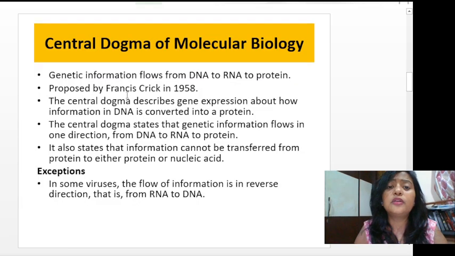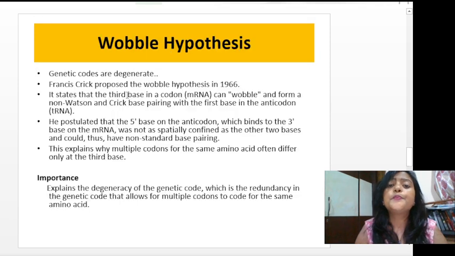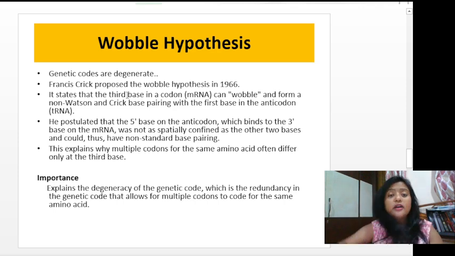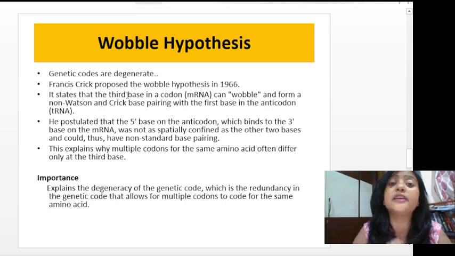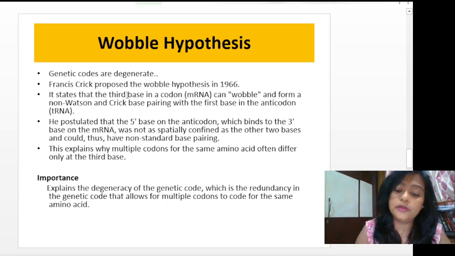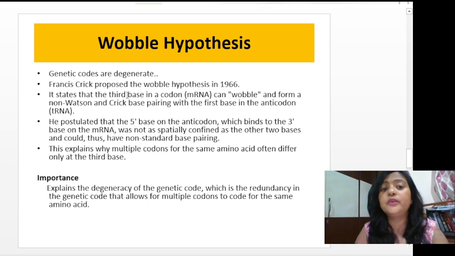So this is degeneracy, right? And this is because of the wobble hypothesis. This explains why multiple codons for the same amino acid differ at the third base, because they're not following Watson-Crick base pairing. So the wobble hypothesis explains the degeneracy of the genetic code.